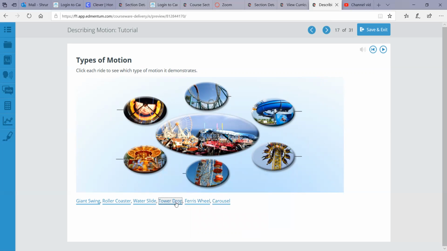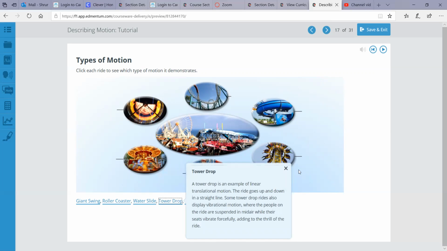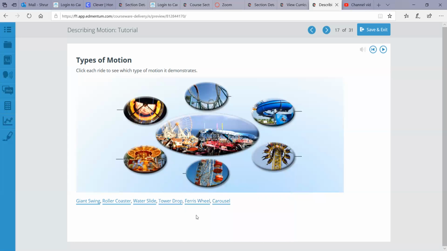The tower drop. So this one is where they raise you up very, very high and then suddenly drop you. It goes up in a straight line. So that can be translational, linear. And then it also displays vibrational motion, where the people on the ride are suspended in midair while their seats vibrate forcefully, adding to the thrill. This makes me want to go to the fair.